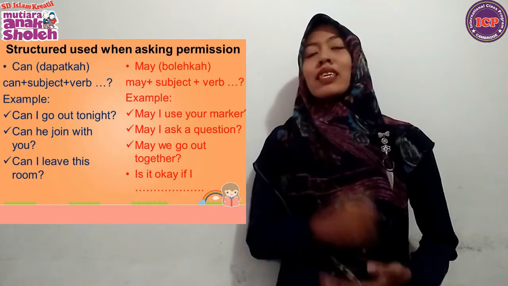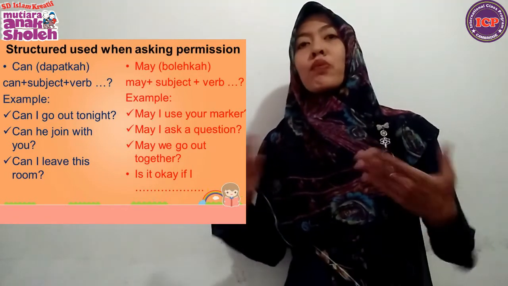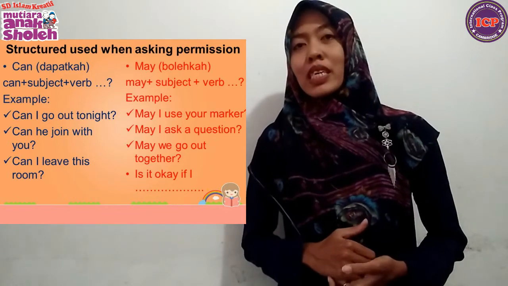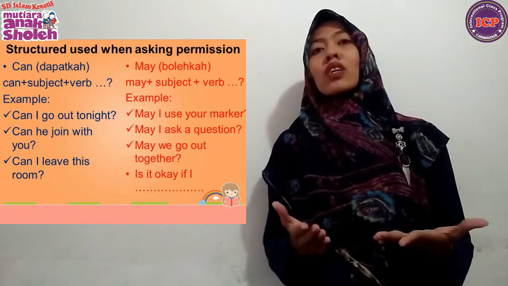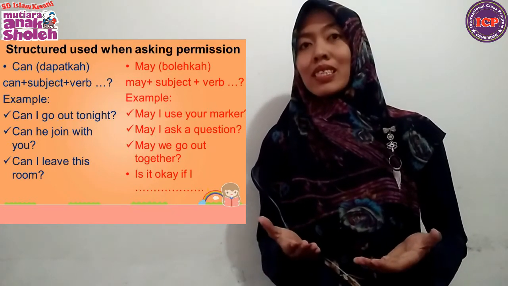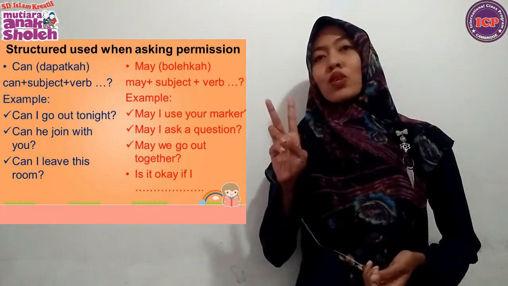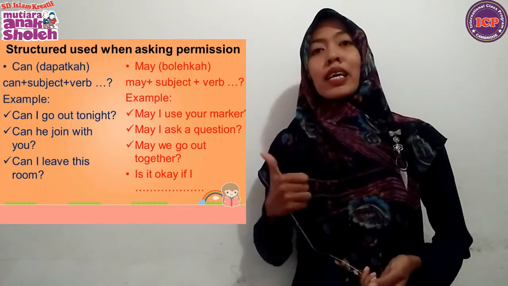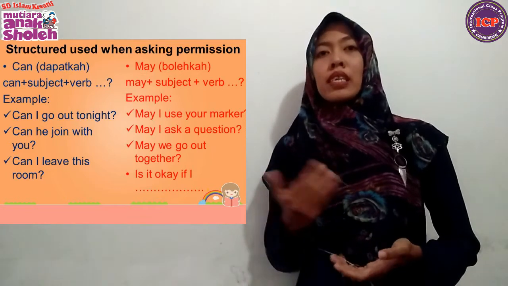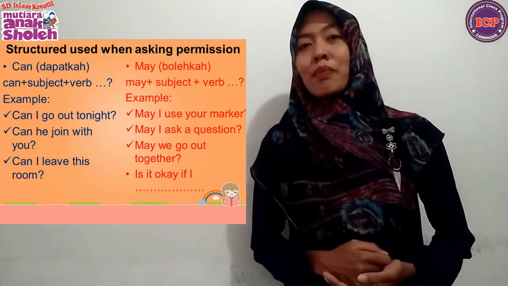We use can. Can I join with you? Can we leave this room? Can I go out tonight? Can I borrow your pencil? That's asking permission. Next, we use may I. May I blah blah blah. May he blah blah blah. May I, may, bolehkah, bolehkah saya?